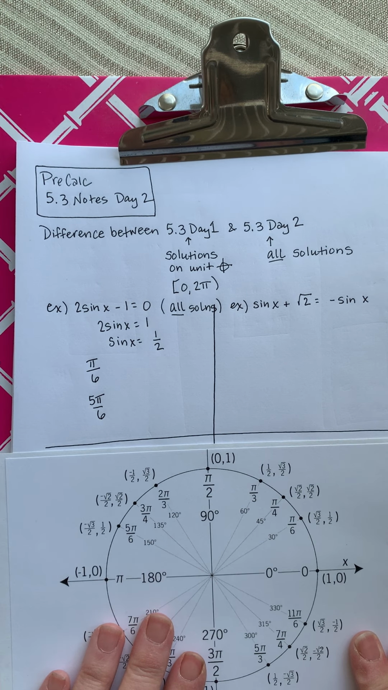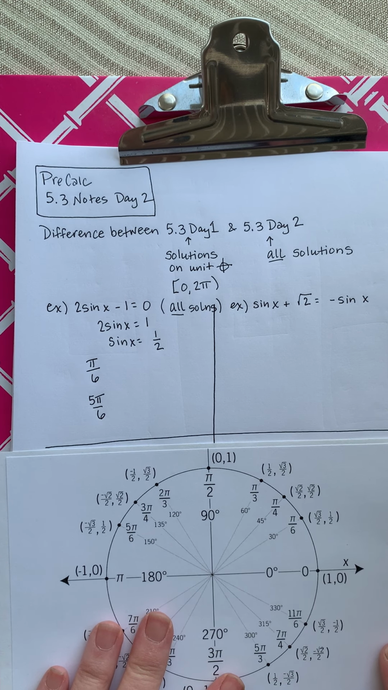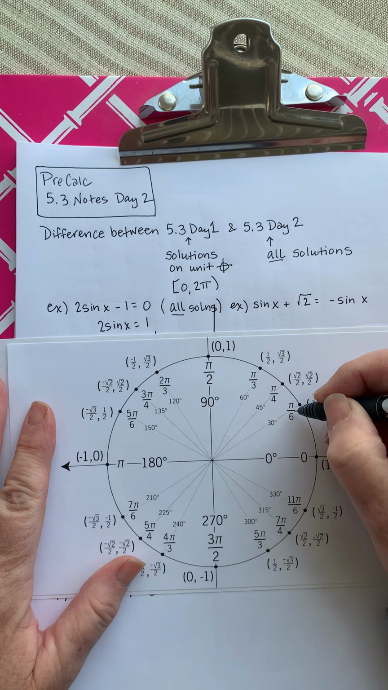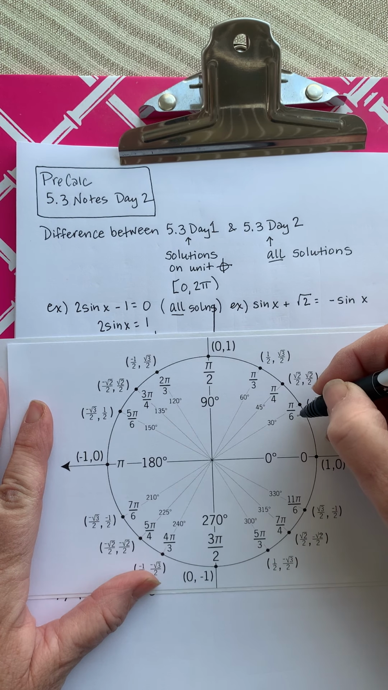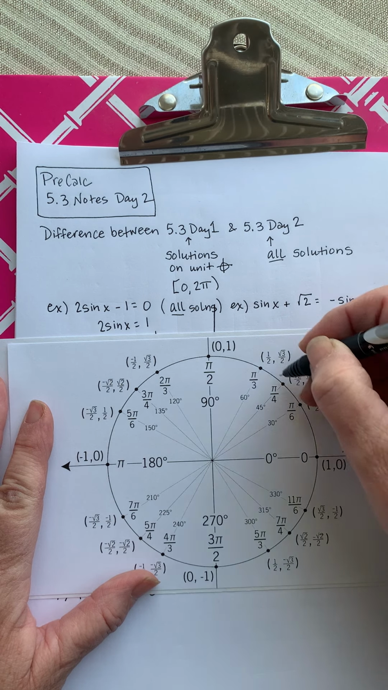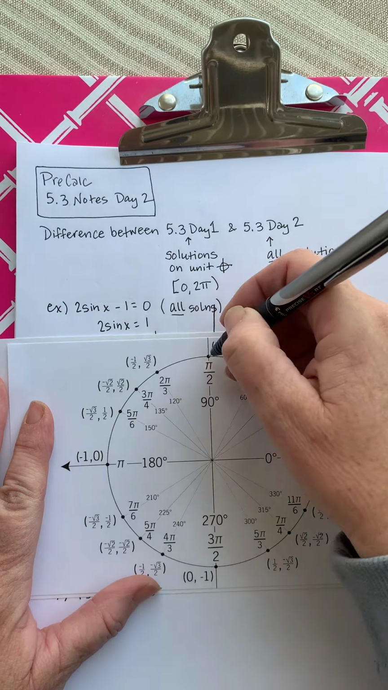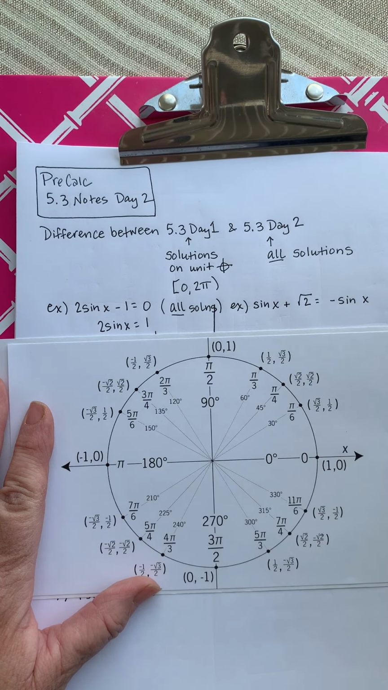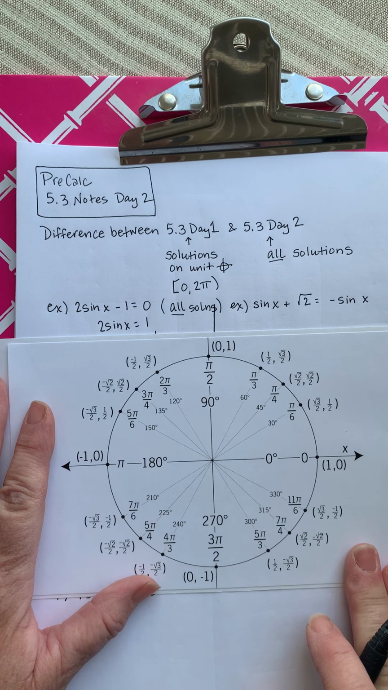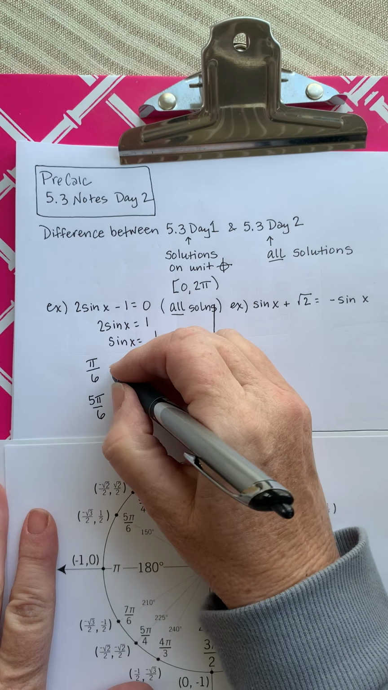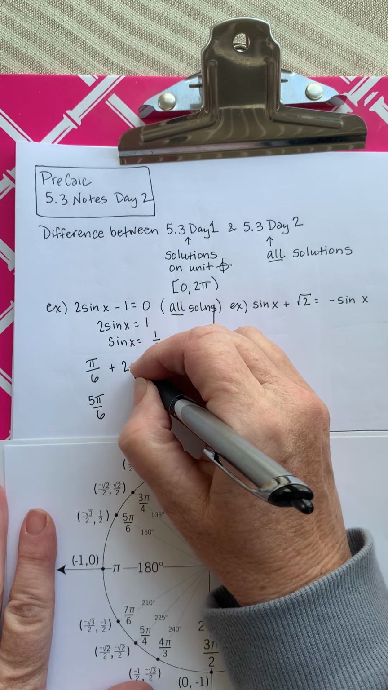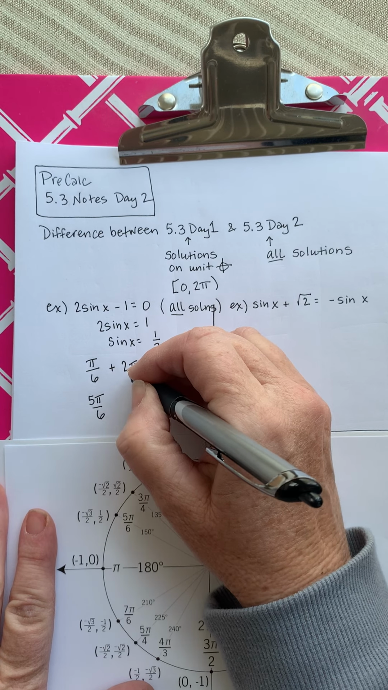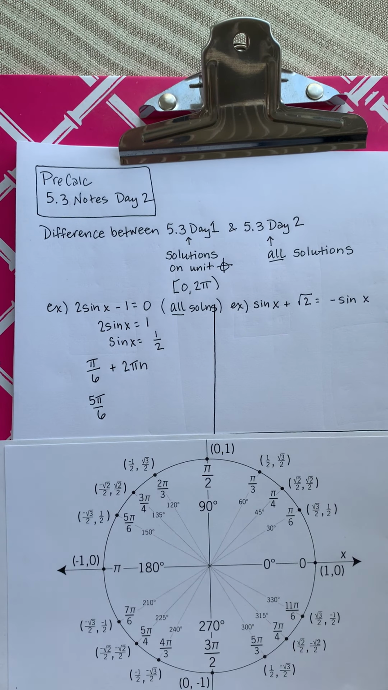But those aren't my only two answers anymore. Pi over 6 works, but if I go around the circle one more time, which would be 13 pi over 6, that works too. Continuing to go around the circle one more time, all these coterminal angles, if you remember that word, are all going to be solutions. So the way that we write that is we write plus 2 pi n or plus 2n pi. You see it both ways.